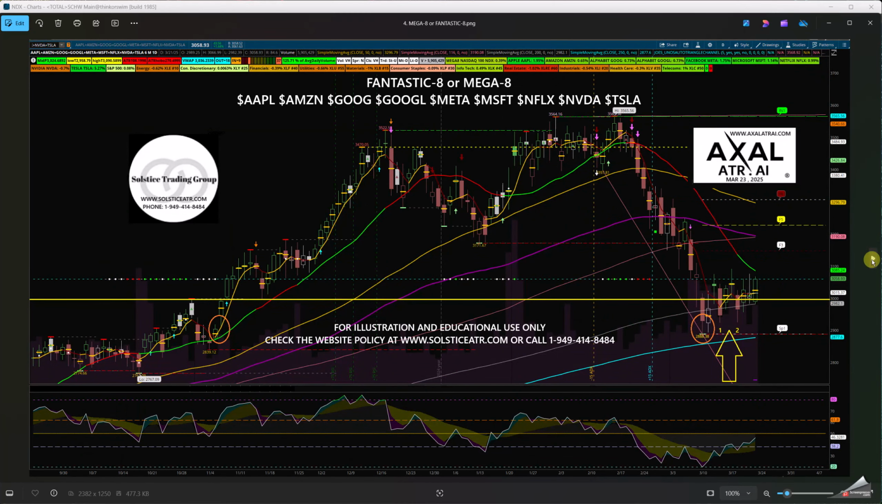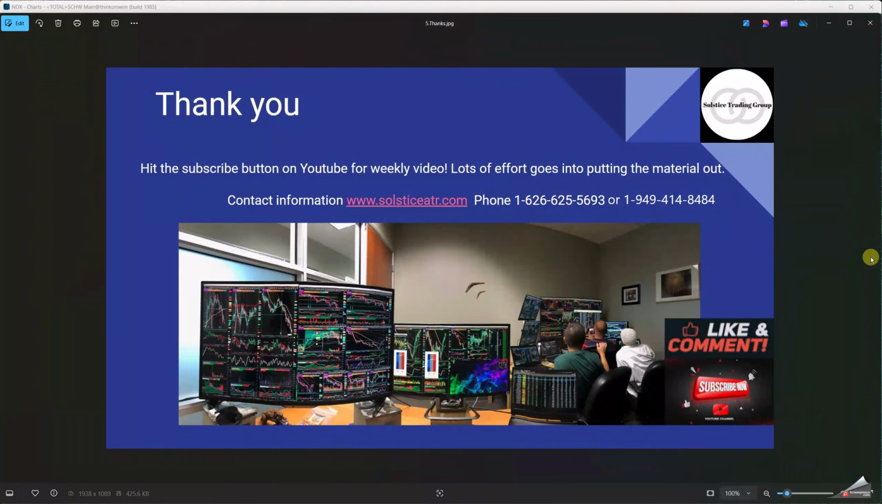What I did here, I used the Fantastic 8. I don't call them the Fantastic 7 or the Mega 7. I have included Netflix in the profile. You can see this consolidation from November 4th, when we broke out and had that double top; we are consolidating above the 200 SMA. That's the 250. That's the 116. Are we going to get a breakout in the Mega 7 or the Mega 8, Fantastic 8, including Tesla? I am paying attention to Tesla, Google, and Apple. Tesla is in the formation of a breakout, including Apple. Let's go to the last slide.